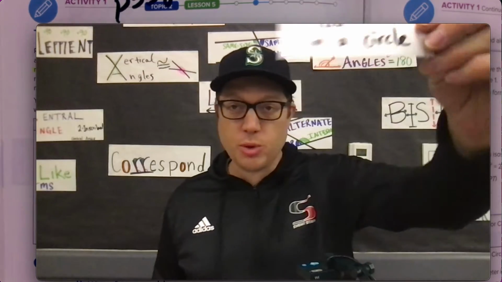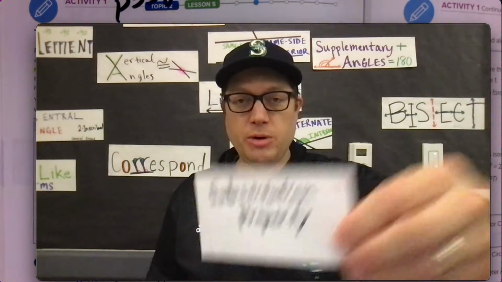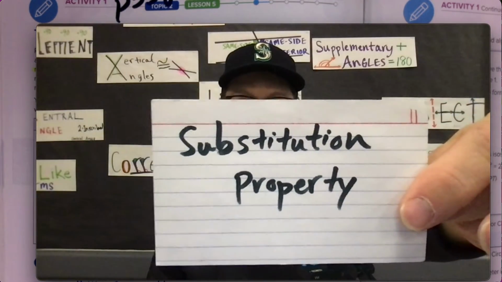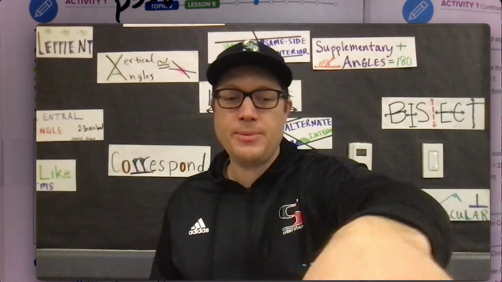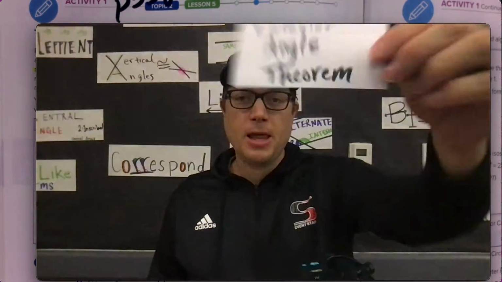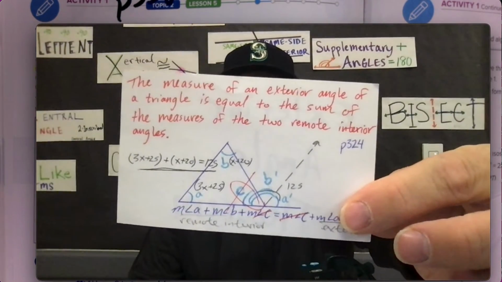Here we are again as a reminder. Make sure you have congruent radii in a circle. Make sure that you have the note card substitution property. We've been using this one over and over, and it is absolutely in use today. Make sure you have exterior angle theorem, and then there's the back for that one.